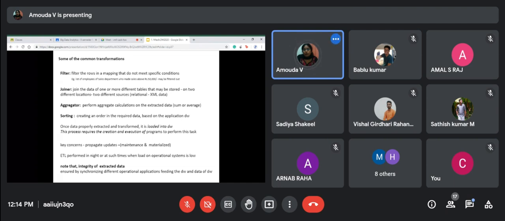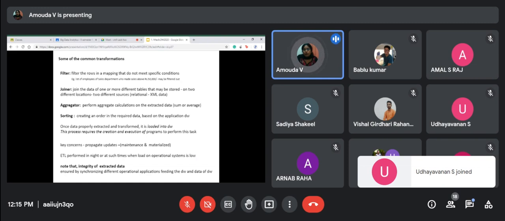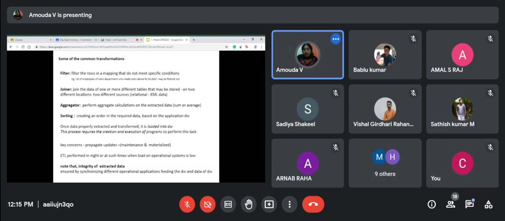Filter: the rows in the mapping that do not meet a specific condition are removed. Suppose you want only the list of employees of the sales department who made sales above 50,000. Other than that, anyone who has not made that, we do not take it. We will not take the data. We filter the data to what is required by the data warehouse.